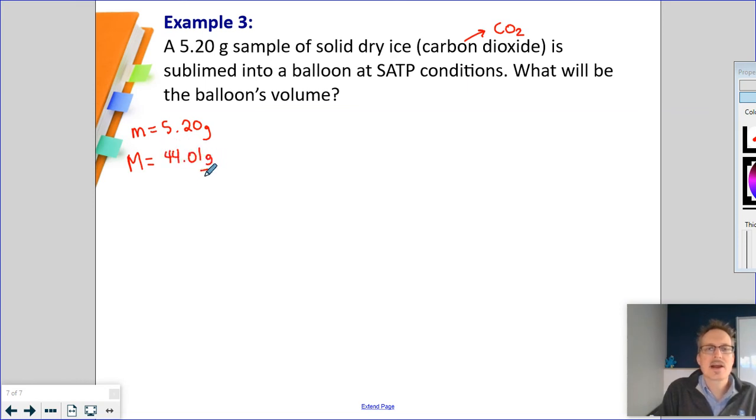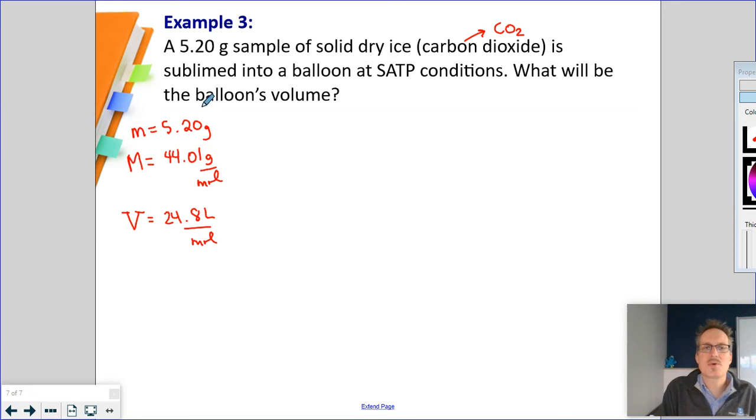And again, that's in grams per mole. I do not need to see your work calculating molar mass. Now that we're done Science 10, you can just type CO2 straight into your calculator, get me the value. It also tells me that we have SATP conditions. So I know my molar volume is 24.8 liters per mole.